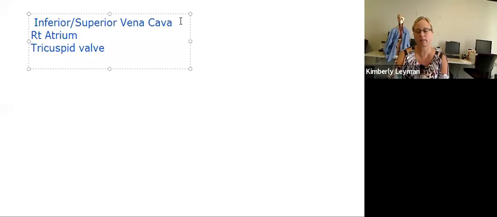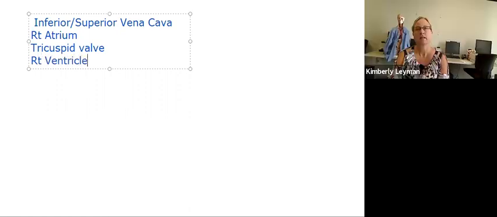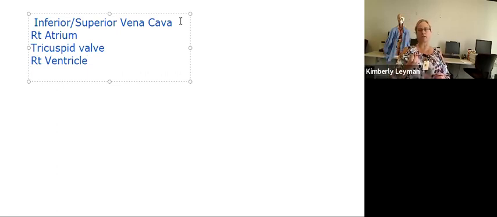Okay, and now it's going to go to the bottom chamber, which will be the right ventricle. Okay. And now think about this. The blood is now down in the right ventricle, and that tricuspid valve had to snap shut so that the blood does not go back up into the right atrium, right?